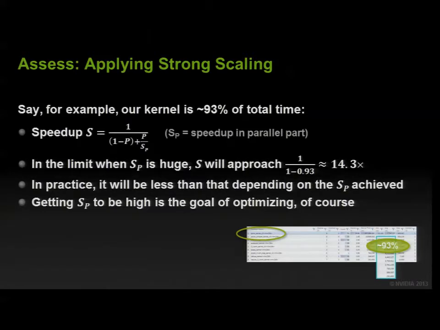So if we assume that this kernel was using 93% of the overall runtime, which is actually a fairly good case, as we will see, what is the speedup you can expect? Well, in the extreme case where we go to an infinite number of processors, it's 1 over 1 minus 93%, so 1 over 7%. That's something like 14x. And so that's sometimes helpful to just put this into perspective.